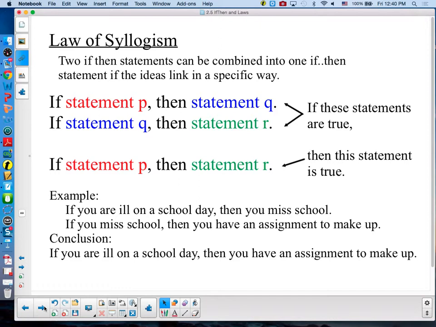Now watch out for things that aren't really correct to combine. If it said, if you are ill on a school day, then you miss school, and the next one said, if you are ill on a school day, then you go to the doctor, they both started with the same thing. You can't combine those. To combine it, the idea at the end of one sentence has to be the beginning of another one. That hooks them together. So let's try that on some examples.